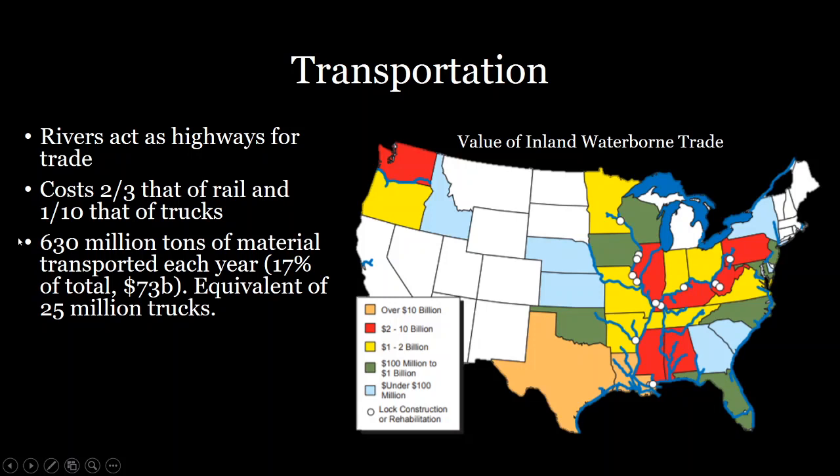You can see the value of all those goods that are being traded via inland waterways here. We have 630 million tons of materials transported via inland waterway each year. That's equivalent to $73 billion, or 17% of our total trafficked goods. So that's equivalent of taking 25 million trucks off the road. So it's definitely a major constituent and can lead to decreased carbon emissions. You can see here these are the states in red and orange having the greatest amount of transportation via inland waterways.